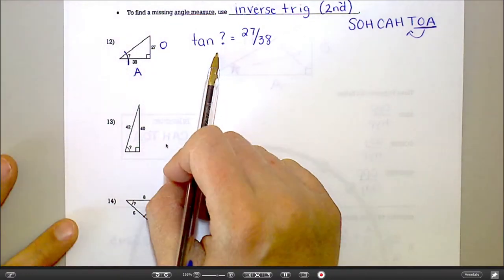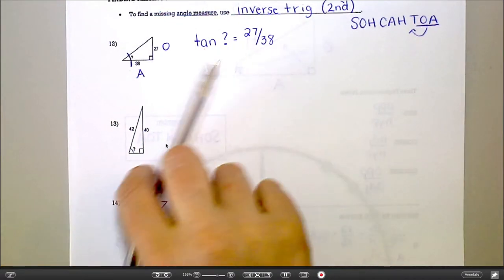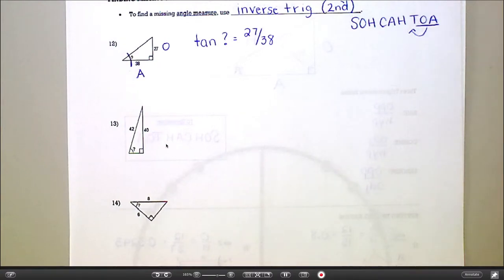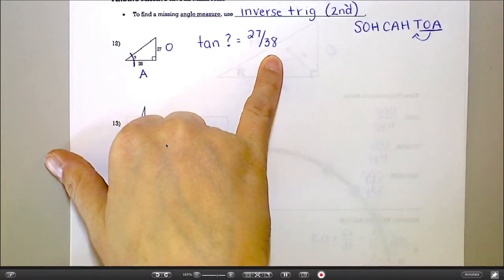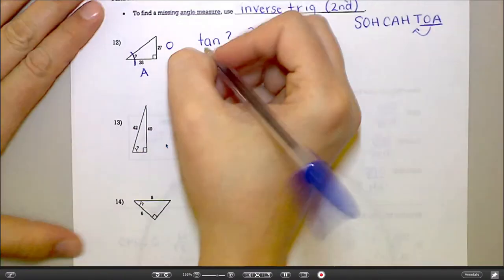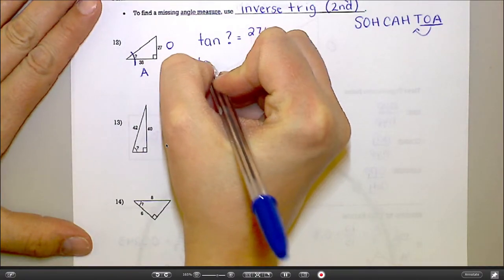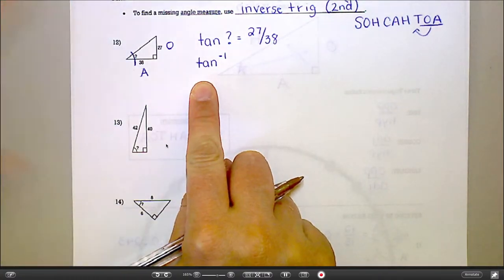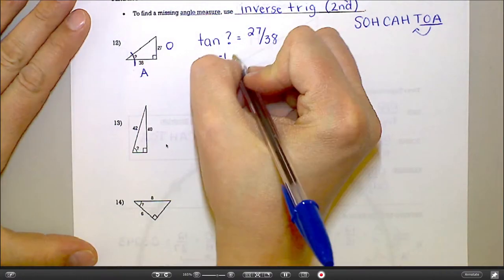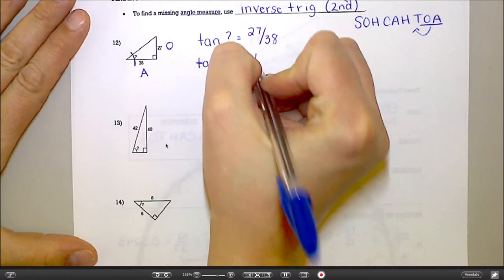It would be really nice if I could ask my calculator, because my calculator has all of this information in it. Hey, calculator, what angle gives you this as a tangent? And here's how you do that. You're going to type in inverse tan, and it's going to look like that. Tan -1, I'm going to show you how in a minute, of 27 divided by 38.